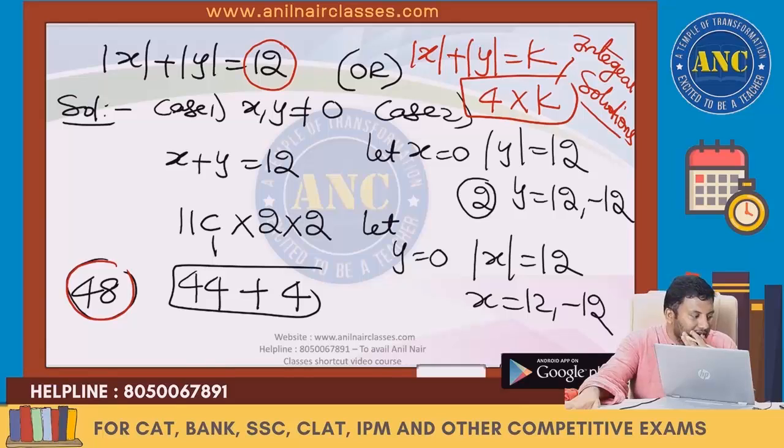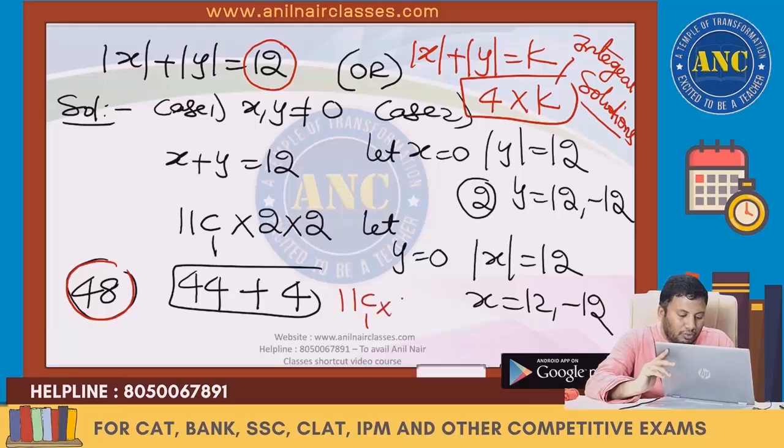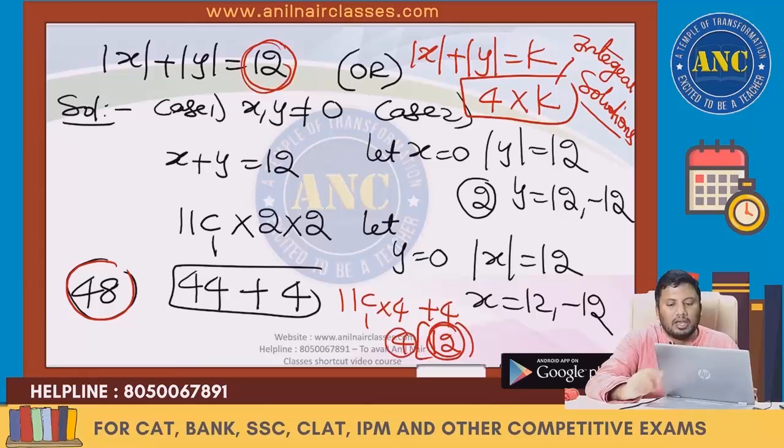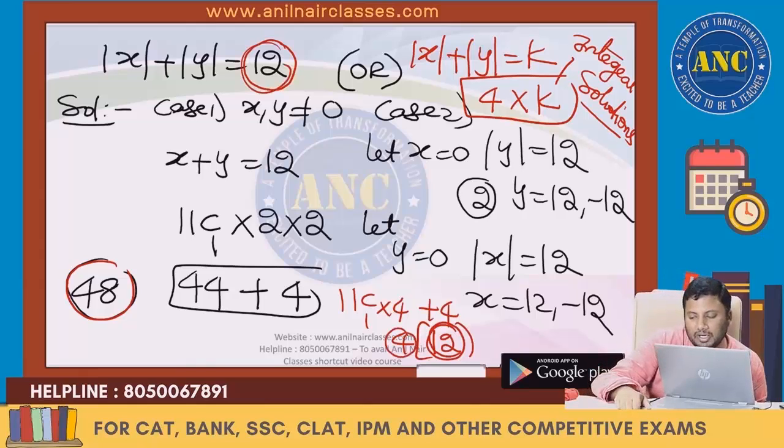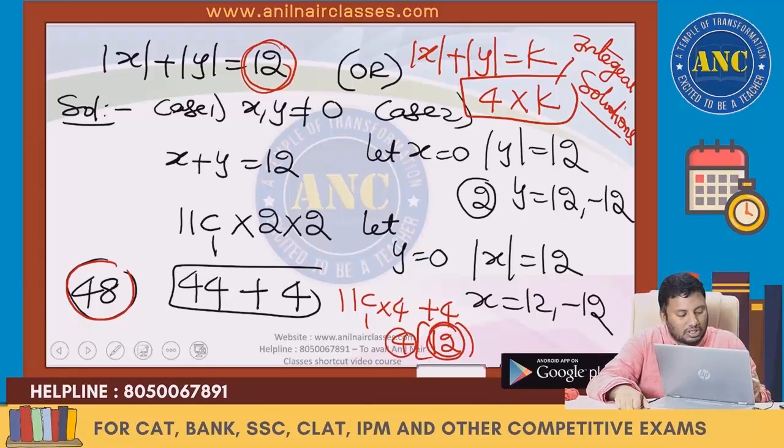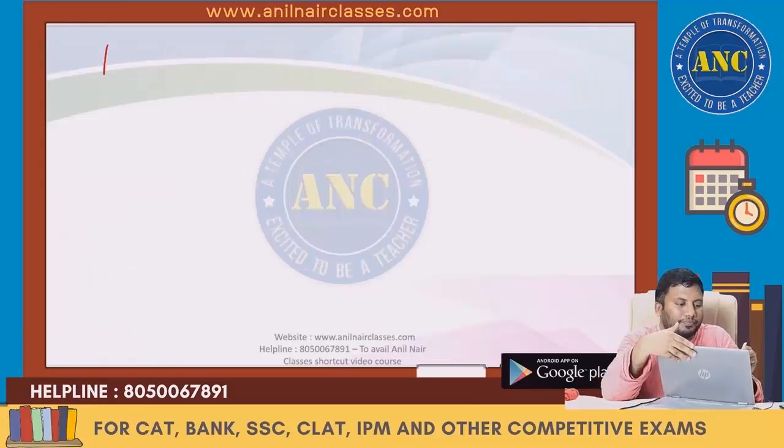Directly you can do it. Sir, from where did we get this? Now see here, sir. I got 11c1 into 4. Next also I got 4. If I take 4 common, 11 plus 1 is 12. 12 is nothing but the number. 4 into k. For mod x plus mod y equivalent to k, the number of integral solutions is 4 into k.